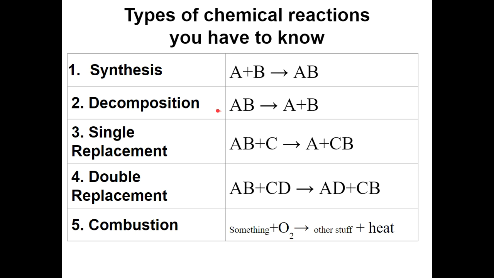That's when some more complex compound breaks into 2 smaller or more, it could be more than 2, smaller compounds or atoms. Single replacement is when there's a simple thing, like a kind of atom or a simple compound, plus a more complex one and they switch places. So you can see here, the B popped off of the A and is by itself, and now C and B are bonded together.